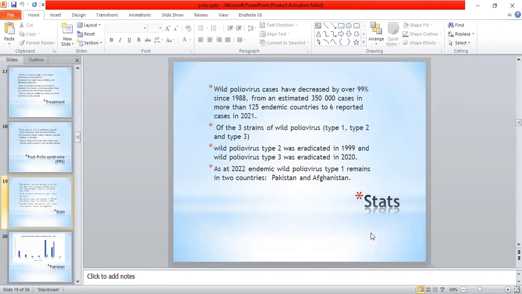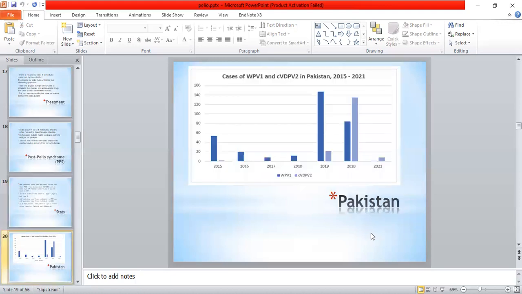Of the three strains of wild poliovirus, types 1, 2, and 3, wild poliovirus type 2 was eradicated in 1999. Wild poliovirus type 3 was eradicated in 2020. As of 2022, endemic wild poliovirus type 1 remains in two countries, Pakistan and Afghanistan.